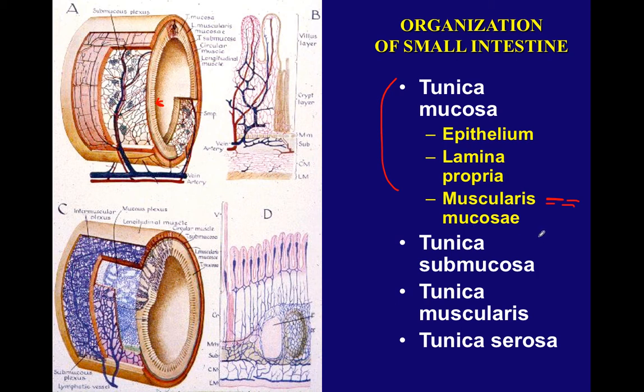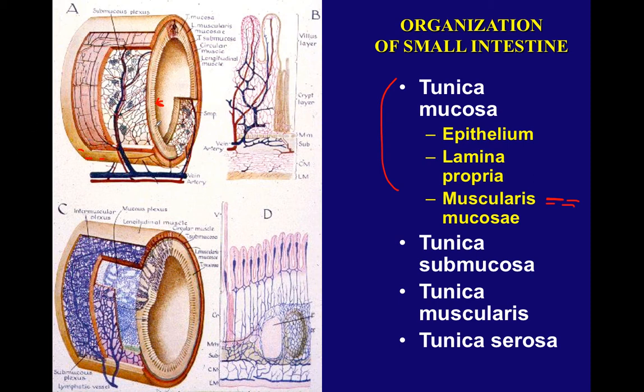The tunica submucosa consists of dense irregular connective tissue, and the tunica muscularis has 2 layers, inner circular and outer longitudinal. And finally, we have the tunica serosa, which is mostly simple squamous mesothelial cells. Beneath these mesothelial cells is a small layer of loose connective tissue, and the blood vessels are mostly between the epithelium and the connective tissue.